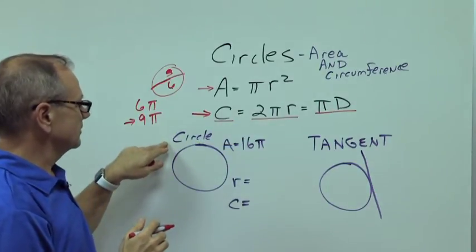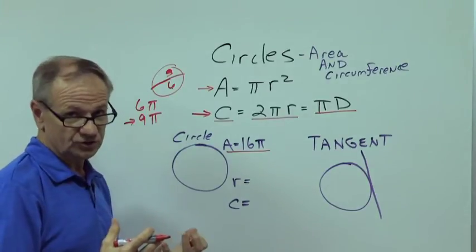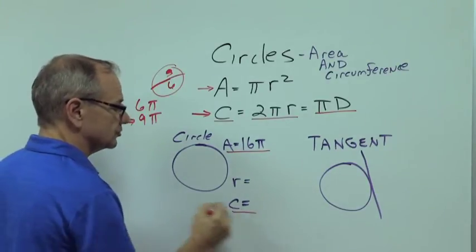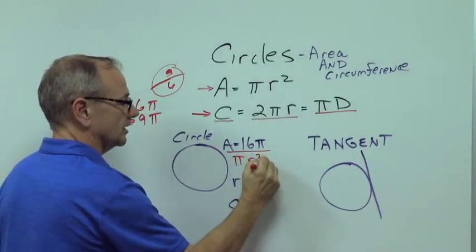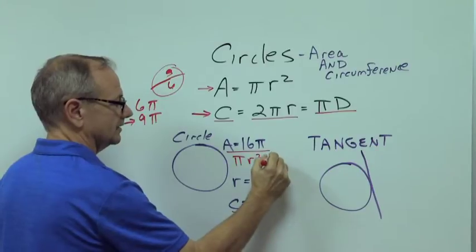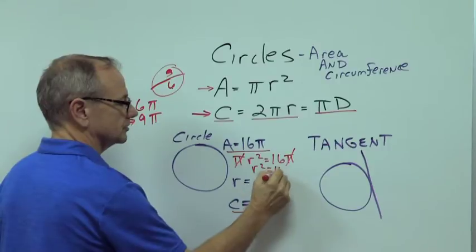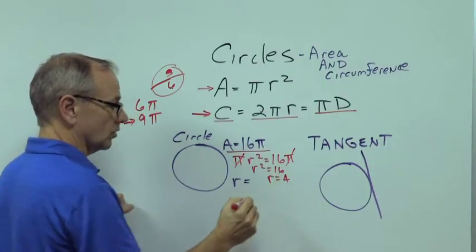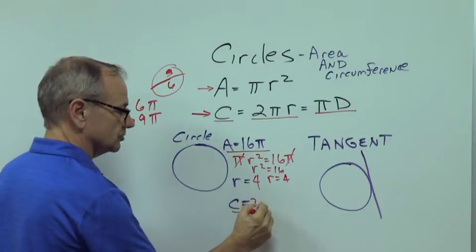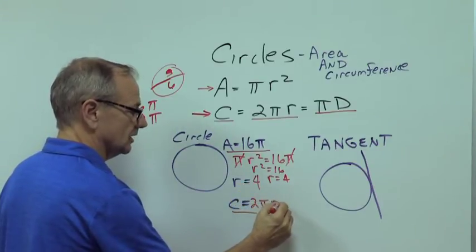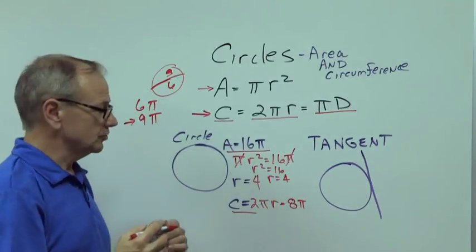They may give us something like this. They may have a simple problem that says the area of the following circle is 16 pi. What is the circumference? So remember that the area is pi r squared. That tells me that the pi is going to cancel on both sides, and I get r squared equals 16, so the radius is equal to 4. Now, knowing that the radius is equal to 4, I know that the circumference is 2 pi times the radius, which is going to be 8 pi. You want to be careful, make sure you do these right.